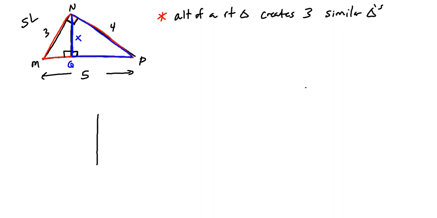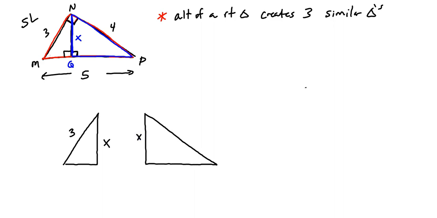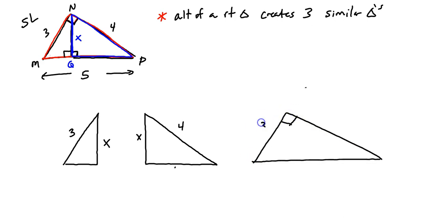So the little skinny triangle on the left, I don't know NQ, but I did know 3. That was the smallest triangle. The one on the right, this one was X, and this is 4, but I didn't know this section because I didn't know how long this piece was right here. So that was kind of unknown. And then I took the whole big triangle, and luckily I knew all the pieces for him. I knew 3, I knew 4, and I knew 5.